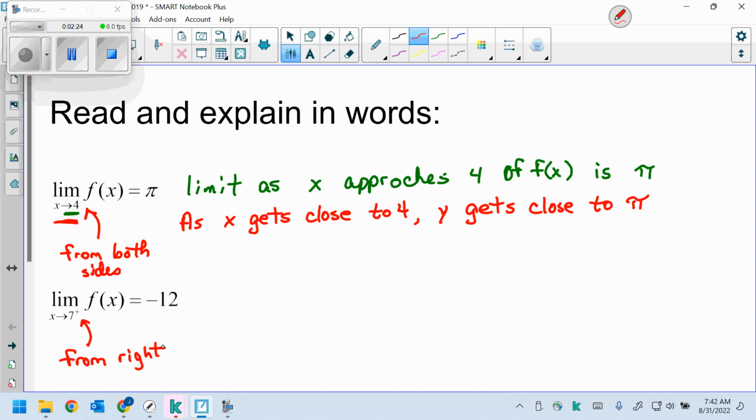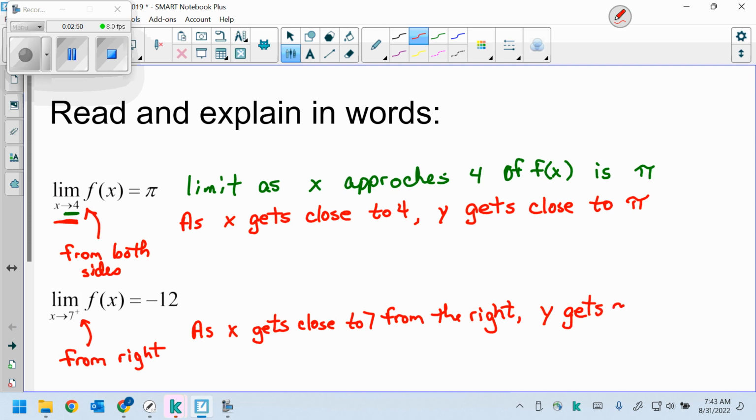So I'm going to write the meaning of this in red: as x gets close to 7 from the right, y gets close to negative 12. Now, as x gets close to 7 from the left side, I don't have any information. I have no idea what the y value is doing.